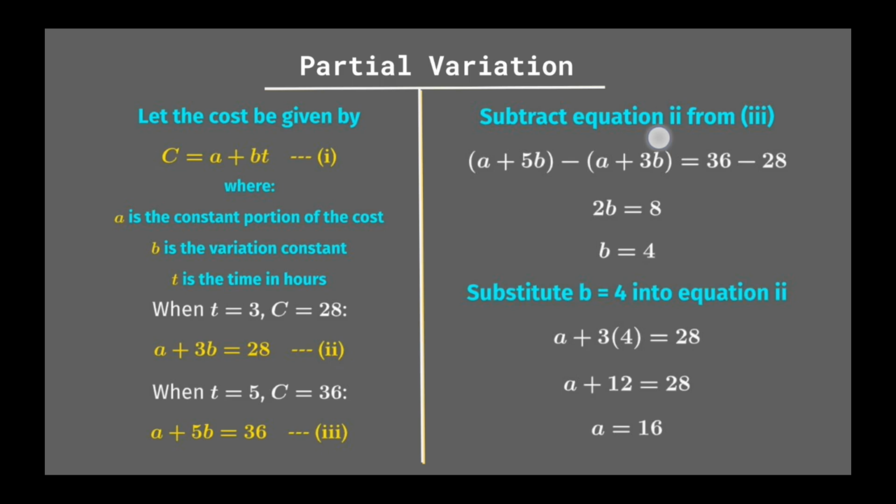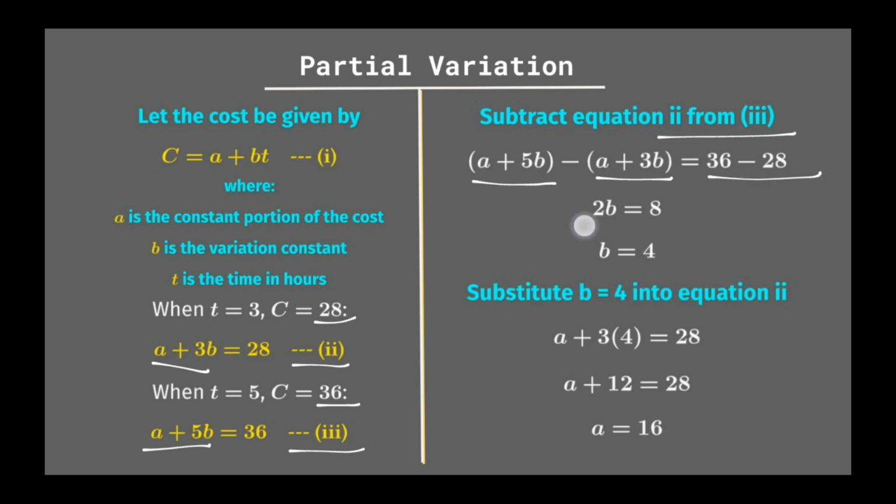Now, we are also told that if it took 5 hours to sew the dress, the cost is $36. So I have A plus 5B equals 36. So what I'm going to do is to subtract equation 2 from equation 3. This is equation 2. This is equation 3. So when you subtract, you're going to have A plus 5B minus A plus 3B equals 36 minus 28. And that is what I have here.